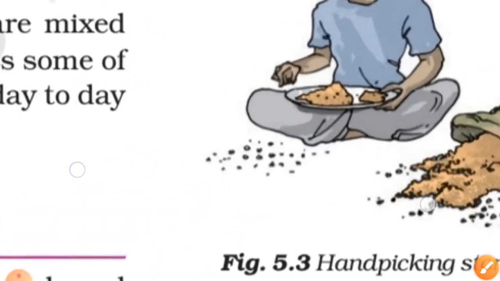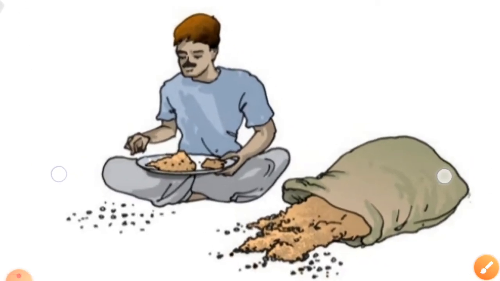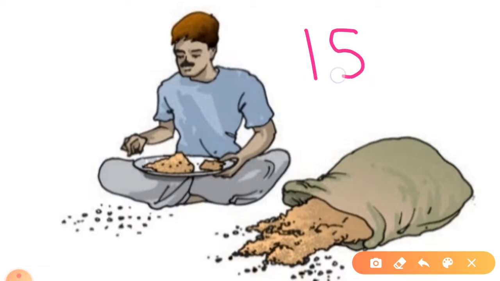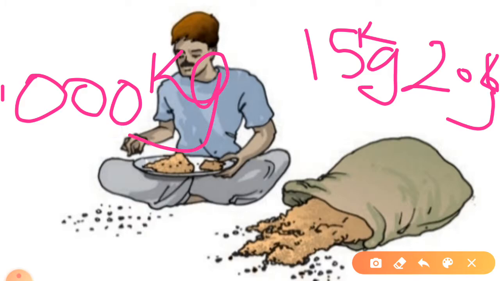In this picture you can see the man has grain mixed with stone and dust particles, and he is separating it by hand picking. He is picking up the stone particles and dropping them outside. In this method you can only use a small quantity, like 15 kg, 20 kg, not 1000 kg, not big quantities. We have to use only small quantities.